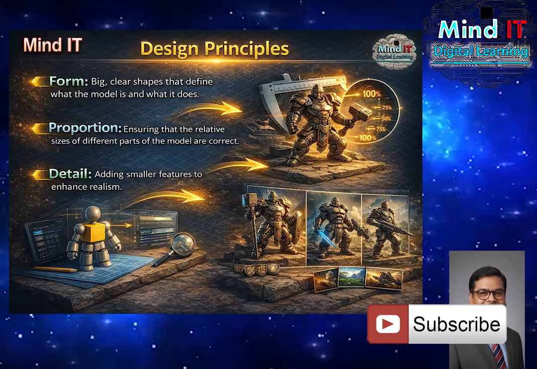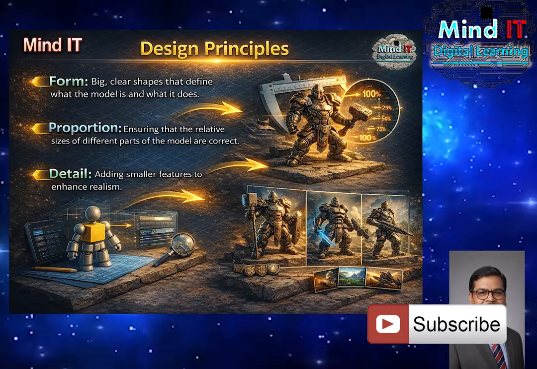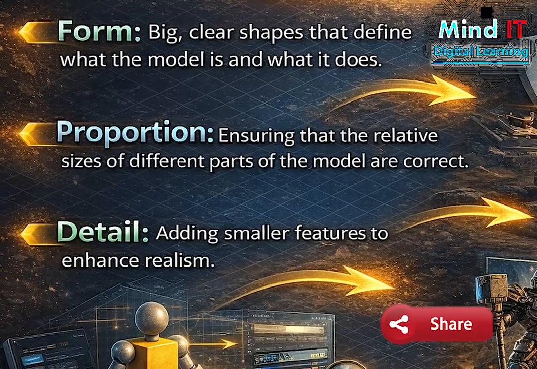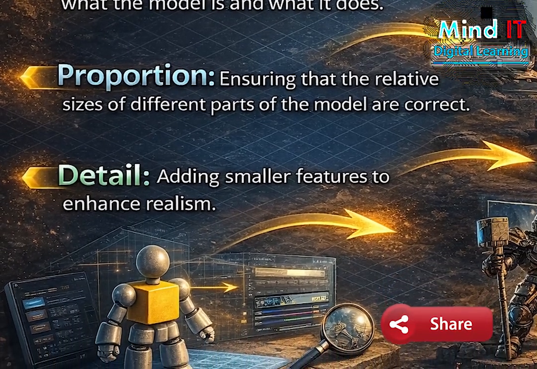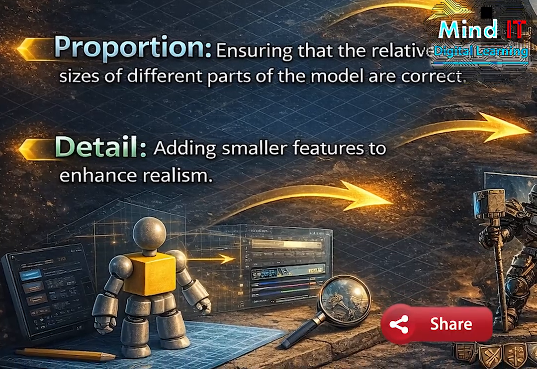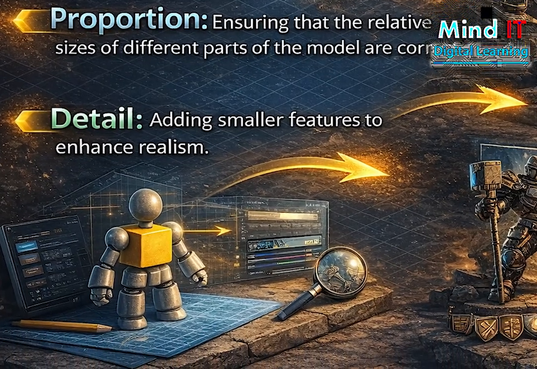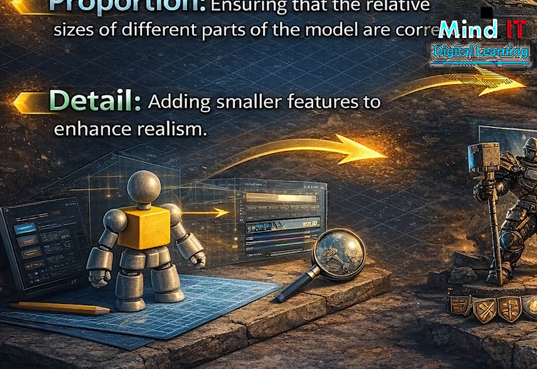Design principles. One, form. Big, clear shapes that define what the model is and what it does. Two, proportion. Ensuring that the relative sizes of different parts of the model are correct. Three, detail. Adding smaller features to enhance realism.